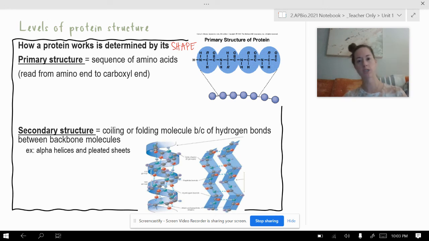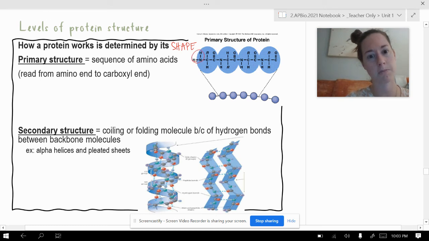Okay. So, the primary structure is just the string of amino acids. It's read from the amino end to the carboxyl, like I said before. So you can see in this diagram that here's your amino group and here's your carboxyl group there. Okay. That's the primary structure. It's literally just a string.